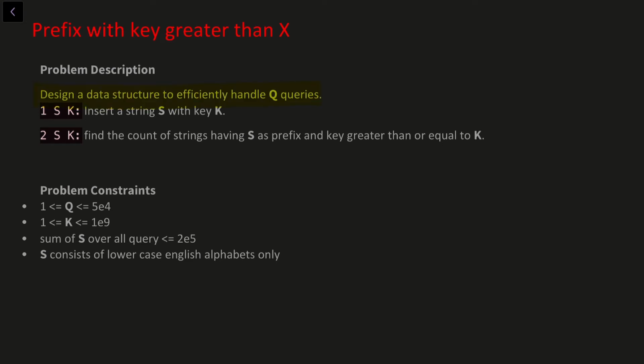So the first type is 1 s k. We need to insert a string s with key k, and the second type is 2 s k. We need to count the number of strings having s as prefix and key greater than or equal to k.